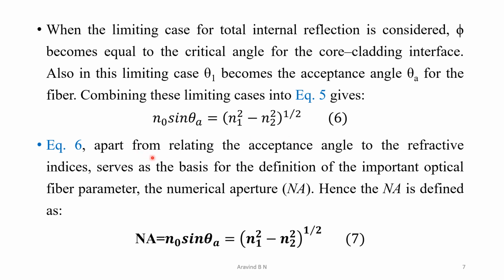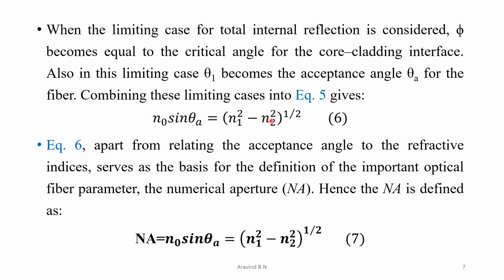Now equation 6: apart from relating the acceptance angle to the refractive indices, it also serves as the basis for the definition of the numerical aperture. The definition of the numerical aperture is a relationship between the three mediums: core, cladding and air. So n1 with respect to the core, n2 with respect to the cladding, and this one with respect to the air and optical fiber interface.